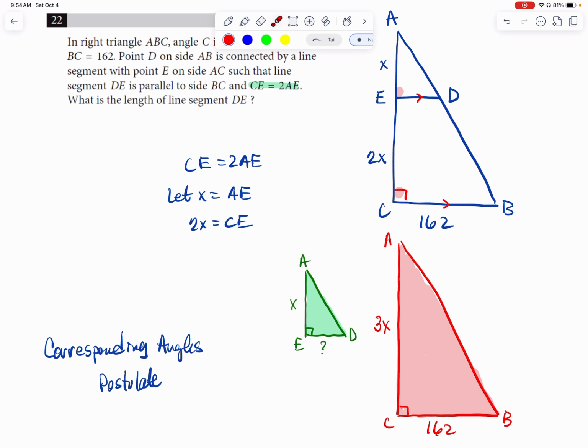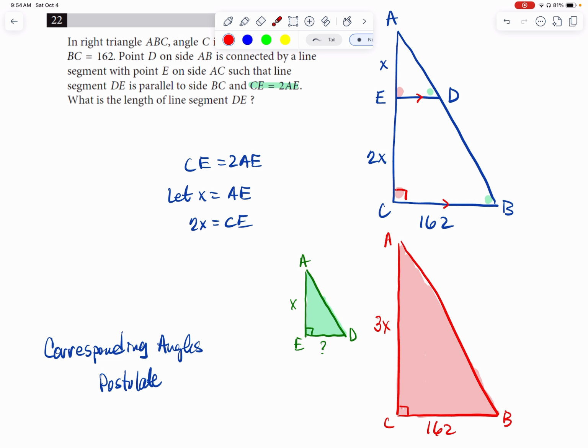Not only that, we have another transversal, that's this AB here. This is the third line that cuts across our two parallel lines. And we have some more corresponding angles here that have to be congruent. And here, I'll mark these for you so that those have to be congruent. That makes angle D here and angle B also congruent.